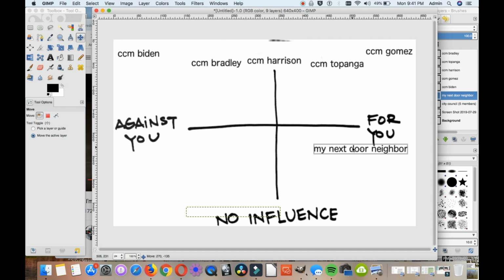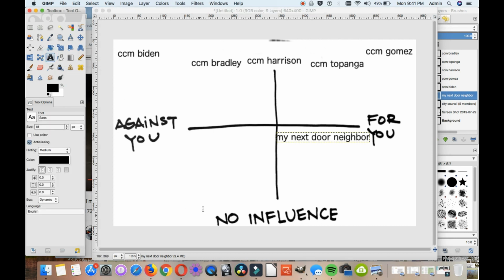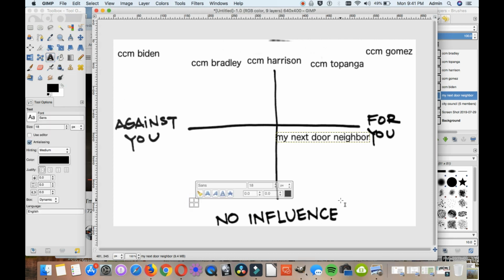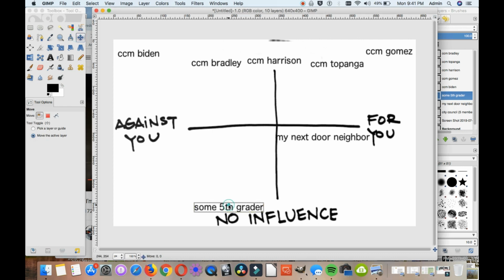I'm going to say hypothetically they're somewhere over here, assuming they're on my side. I'm also going to go, let's see, no influence, some fifth grader. So like some kid in fifth grade who's 10 years old. Obviously no influence, right? If that fifth grader goes to a city council meeting and has some dope speech that they write, I mean, that could actually go viral if they say, you're destroying my future. They could have a huge influence.